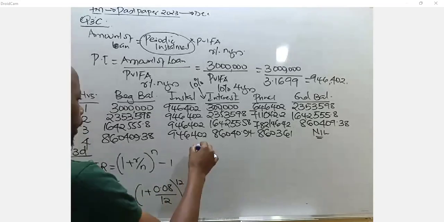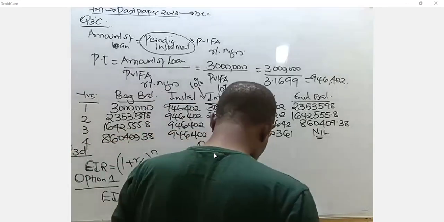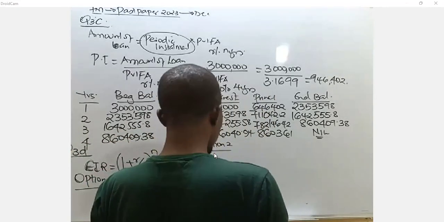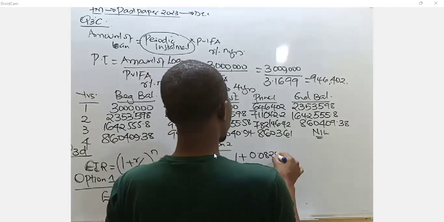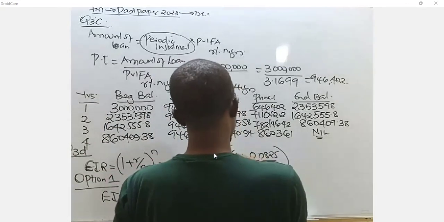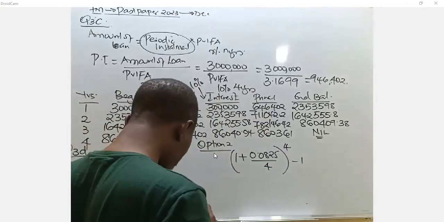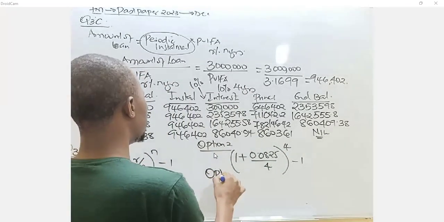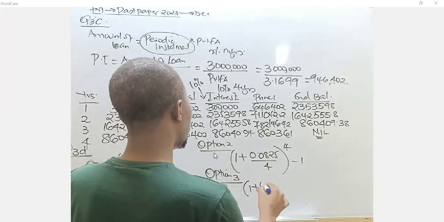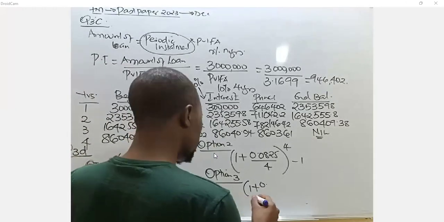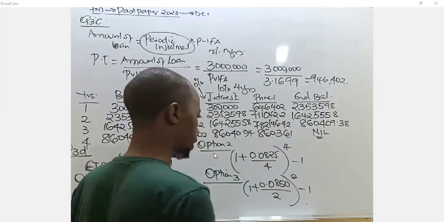Then for option 2, ask yourself, in a year how many quarters do we have? We have 4. So it will be 1 plus the rate provided, 0.0825, divided by the 4 quarters in a year, raised to the power 4, minus 1. Then the other one is half yearly. If we divide the year in two, n will be 2. So we take the rate, 0.085, divide it by 2, and raise it to the power 2, minus 1.